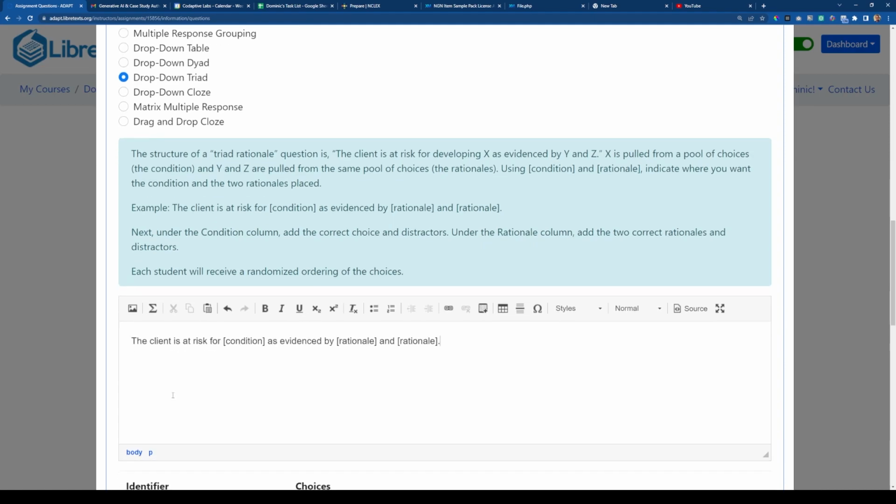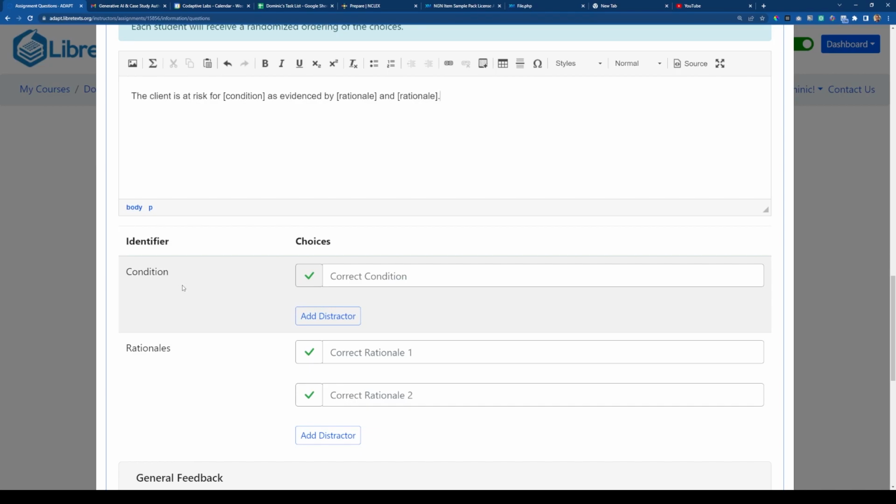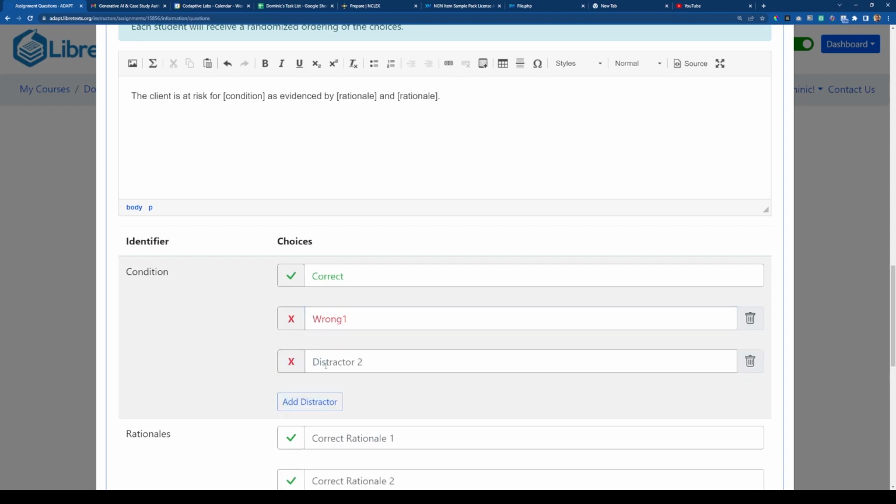So as an example here, I have "the client is at risk for [condition] as evidenced by [rationale] and [rationale]." I've got this sentence with the brackets indicating where the drop-downs are going to occur. If you scroll down, you'll notice that when it comes to the condition, there is going to be one pool of choices. So I could put in the correct answer here as the very first one, and now I can put in some distractors here for the wrong choices.